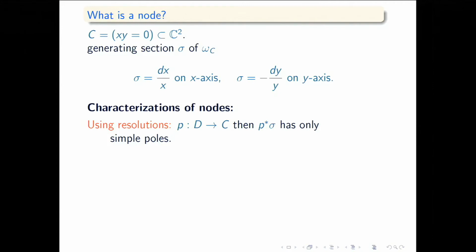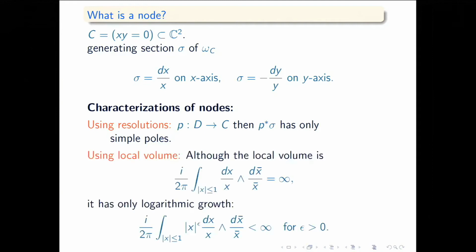So then I get dx over x on one copy and dy over y on the other. I pick up only simple poles, okay? So then the characterization of nodes is that if I pull back the generating section of the dualizing sheaf, then I have at most simple poles. And again, I suggest you compute that for the cusp. If you write down the generator as you pull back, you get a double pole. So indeed, it is something that's likely to distinguish it from the nodes.